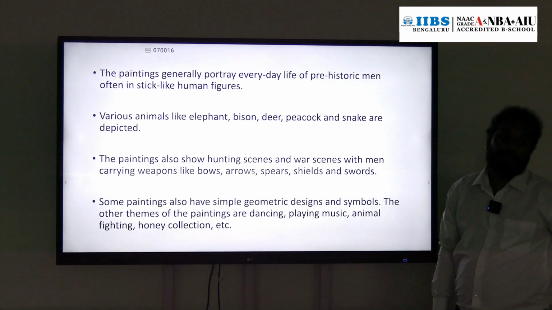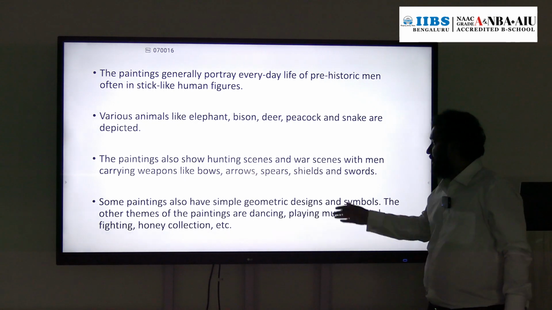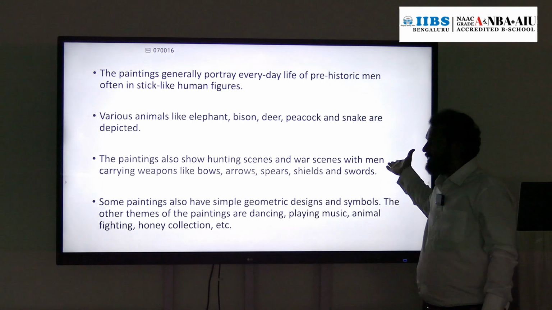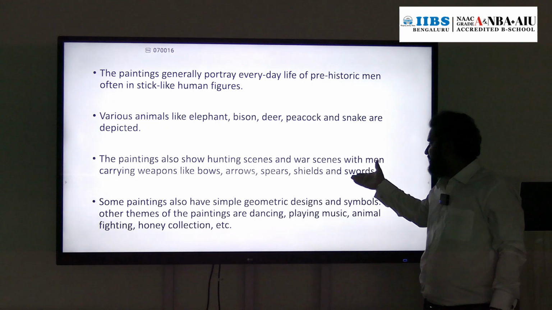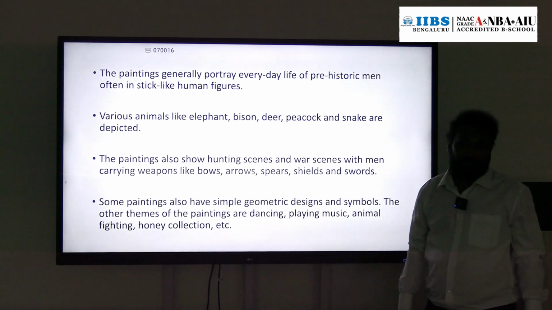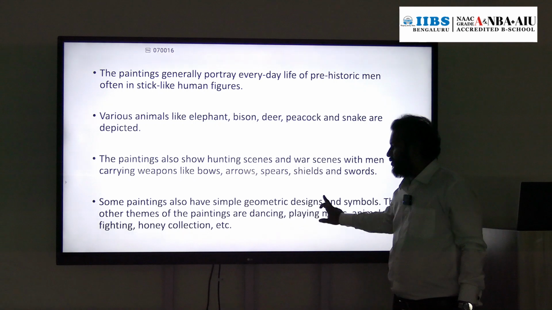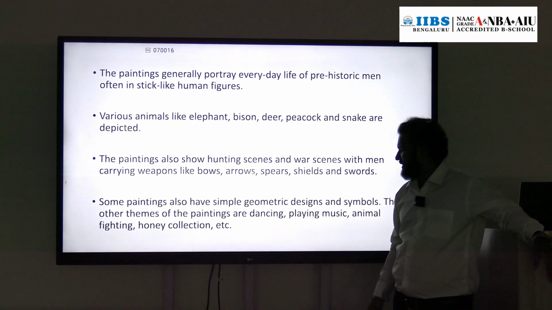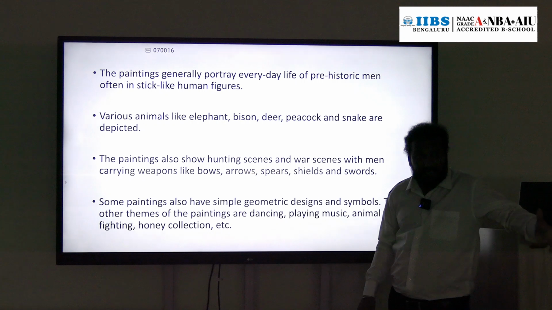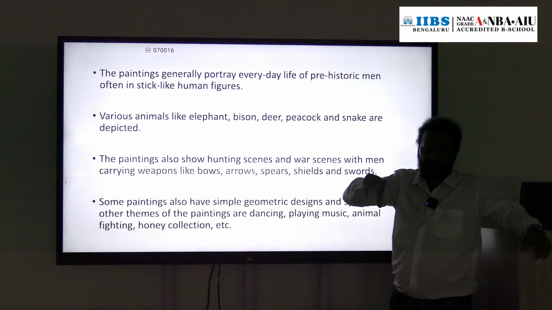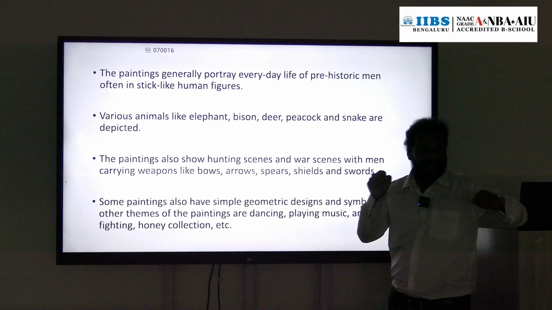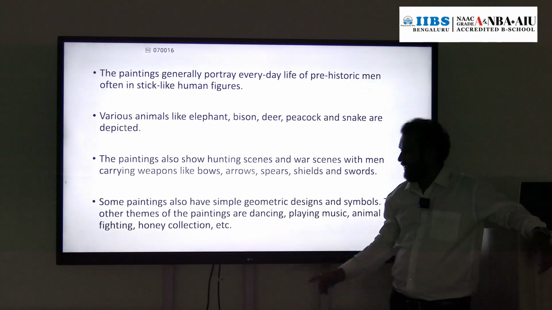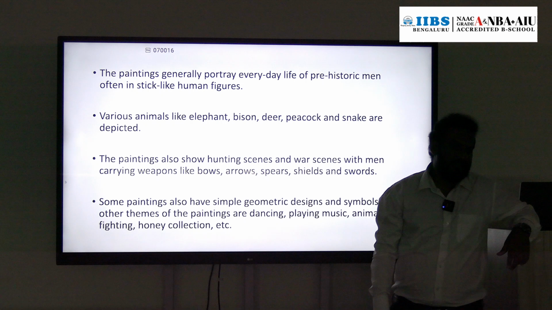What about the themes of the paintings? Hunting scenes and war scenes are there. In the war scenes, men carry weapons like bow, arrow, spear, shield and sword. Some paintings have geometric designs as well as symbols. Other paintings show a group of people dancing together or playing music. Animal fighting paintings and honey collection paintings are also there.